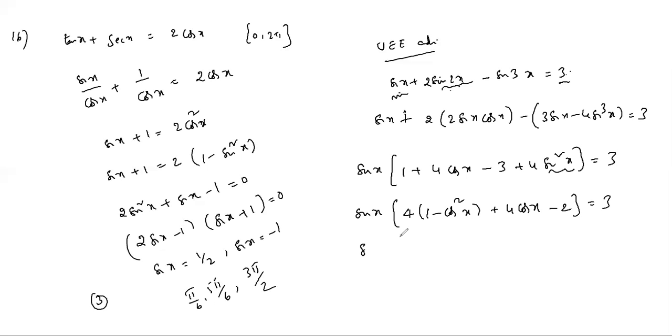So sin x into, this is 4 minus 2 minus 4 cos square x plus 4 cos x equals 3. Here you get the factors for the bracket, or you can write by adding 1.